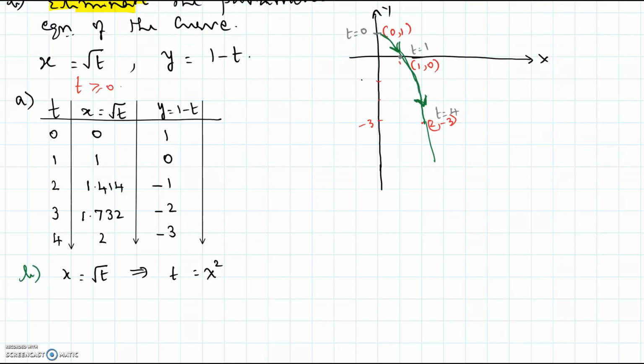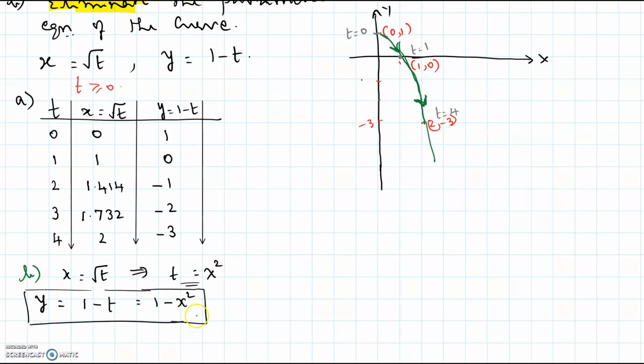So for the second part of the problem, we are asked to eliminate the parameter t to get the Cartesian equation of the curve. x is given to be square root of t, so we'll square both sides. That will give us t equal to x squared. And then y is given to be equal to 1 minus t. So if you substitute t equal to x squared into this, you get y equal to 1 minus x squared, which clearly we know is an inverted parabola.